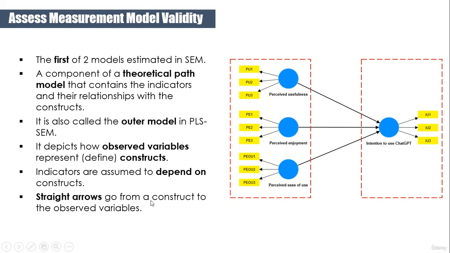A straight arrow goes from a construct to the observed variables. We have to draw a straight arrow. So this is called a reflective construct. But in the case of formative constructs, which we will see later on, the arrows are drawn from the indicators to the construct. Just for the sake of simplicity, at first we will treat all the constructs as measured reflectively. That means there are three items measuring this construct, three items measuring this one, and three items measuring this construct.